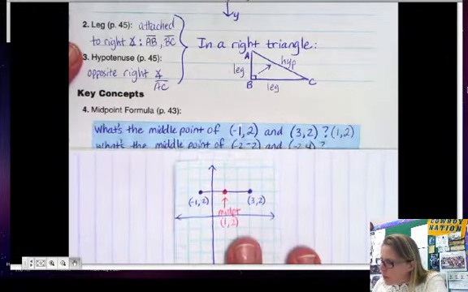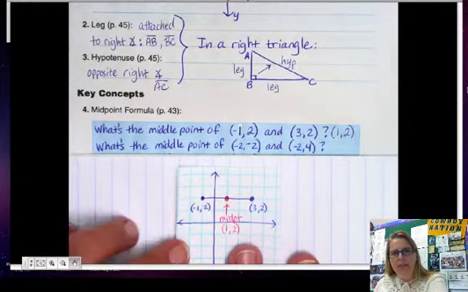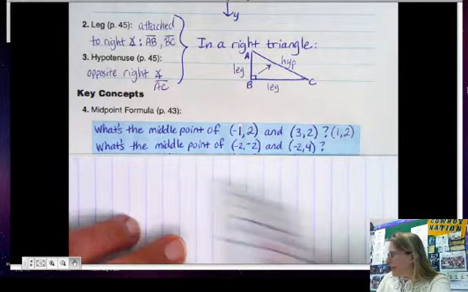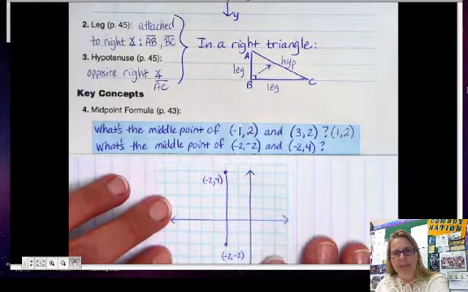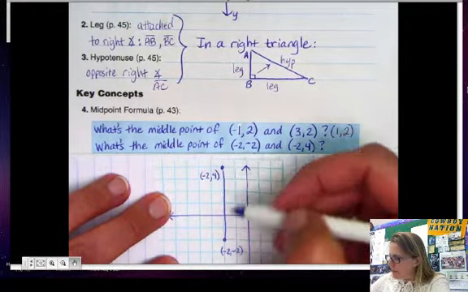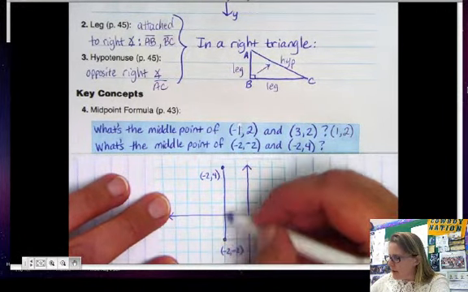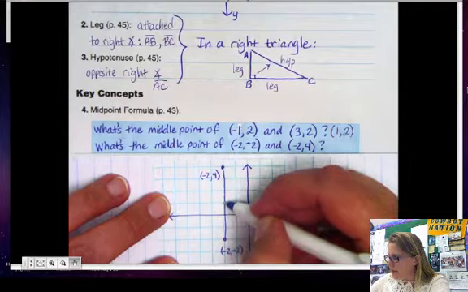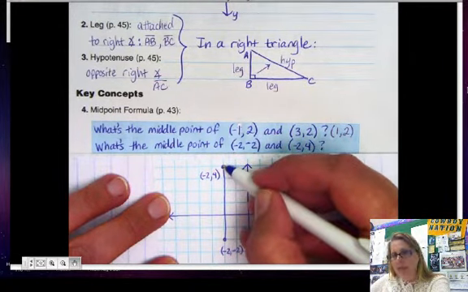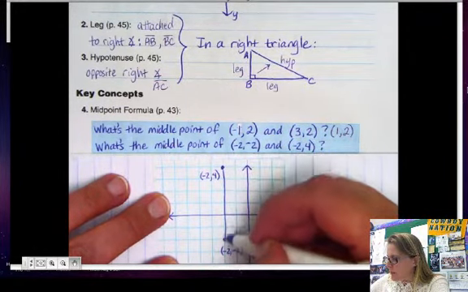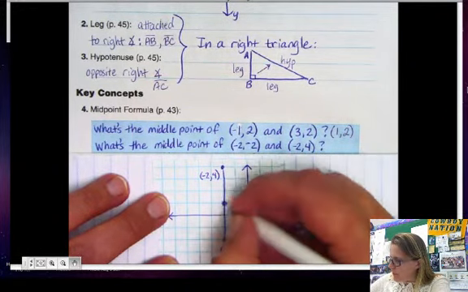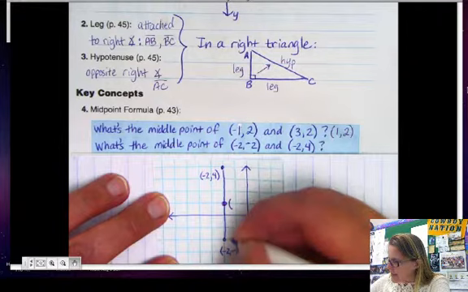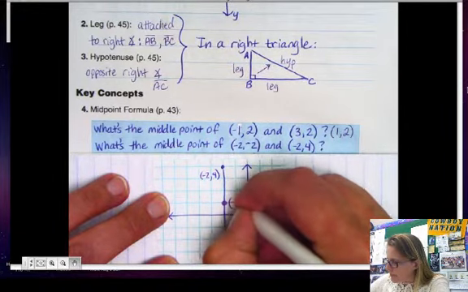Okay. What is the middle point of -2, -2, and -2, 4? So glad you asked. Let's see if we can figure it out. So the midpoint between these two, let's count how long this is. 1, 2, 3, 4, 5, 6. So it stands to reason that if we went 1, 2, 3, we would find the middle point. So that is -2, 1.